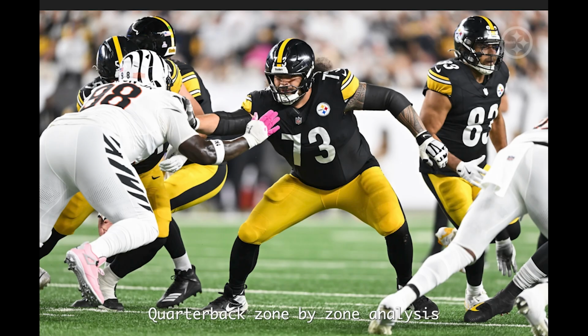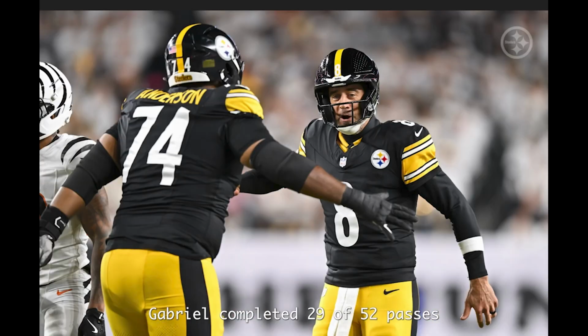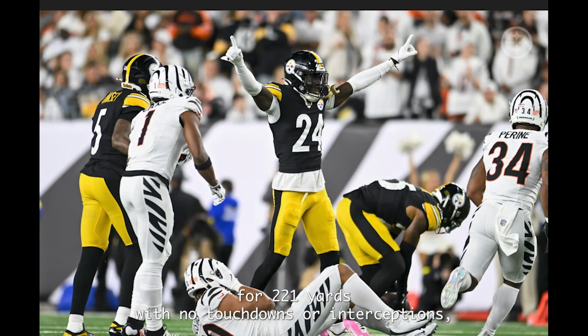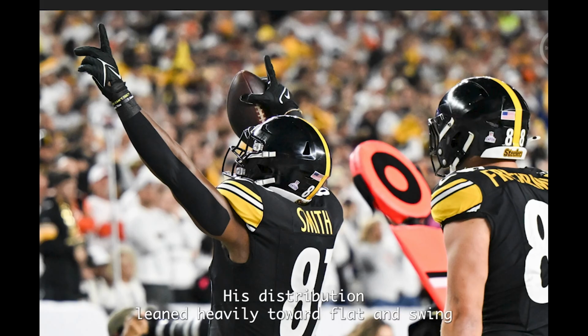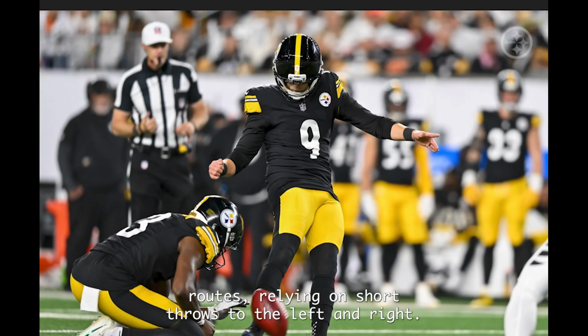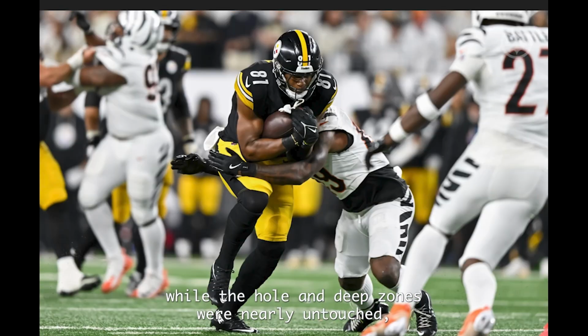Quarterback zone-by-zone analysis. Dillon Gabriel versus Pittsburgh Steelers. Gabriel completed 29 of 52 passes for 221 yards with no touchdowns or interceptions, posting a completion percentage over expected, CPOE, of negative 11.5%. His distribution leaned heavily toward flat and swing routes, relying on short throws to the left and right. Attempts over the middle in the hook and curl zones were inconsistent, while the hole and deep zones were nearly untouched, with no vertical completions recorded.